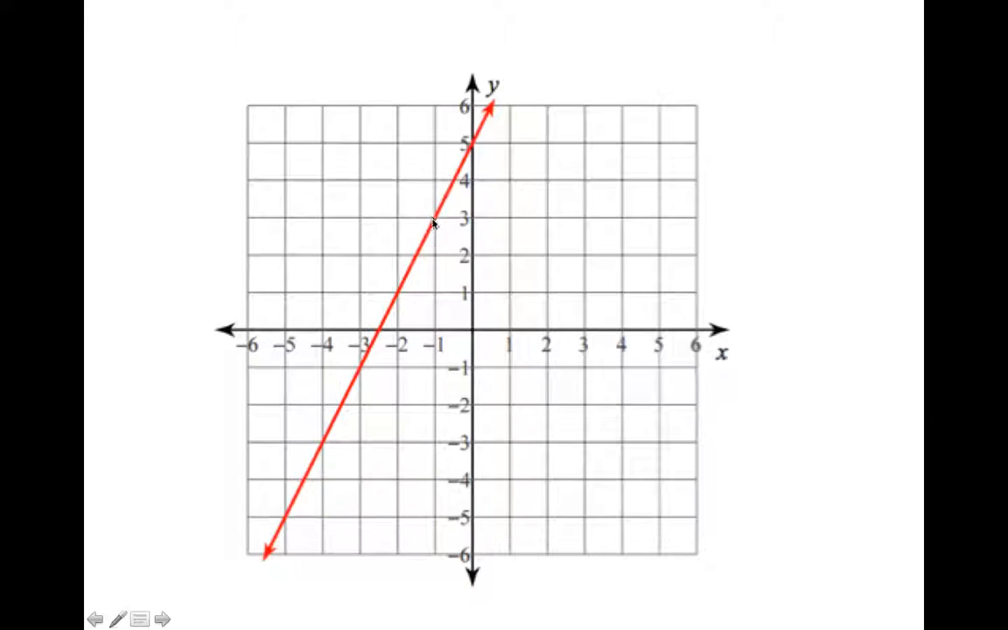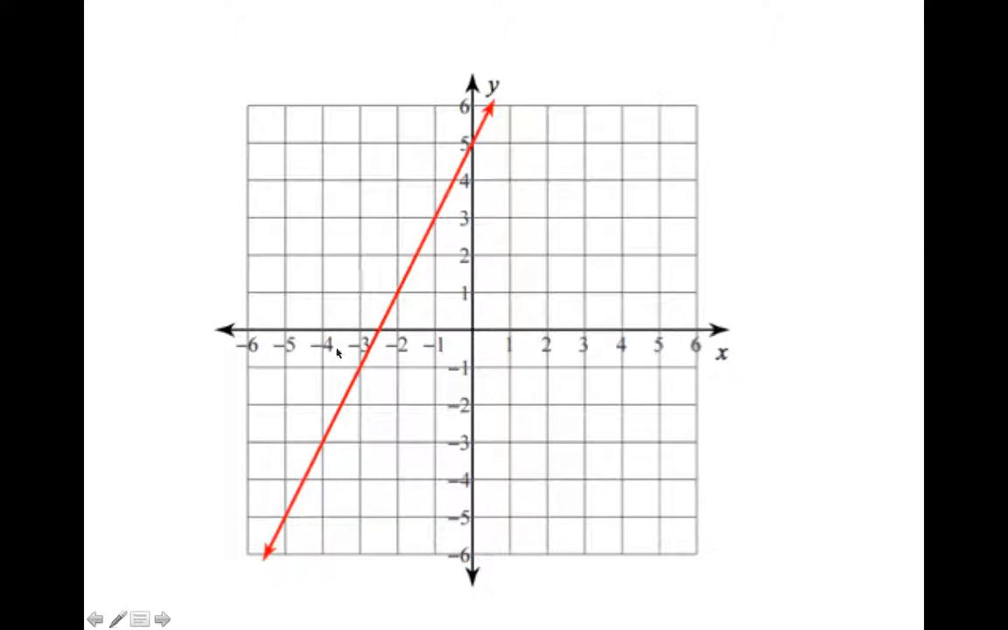And some of you may choose this point here and this point. And you'd say, okay, well, there's a rise of 2 and a run of 1. So the slope is 2 over 1, or 2. And some of you might choose this point and this point, and you would get the same answer, 2 over 1. Or this point and this point, and you get the same answer, 2 over 1, because a line only has one slope, and it has the same slope throughout the whole line.